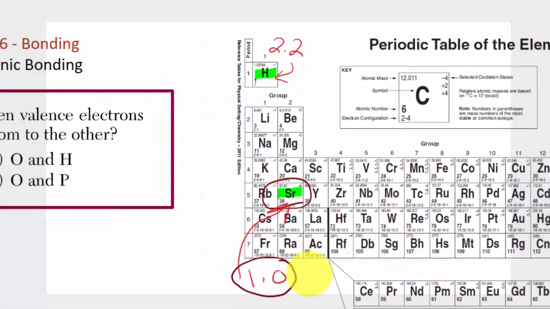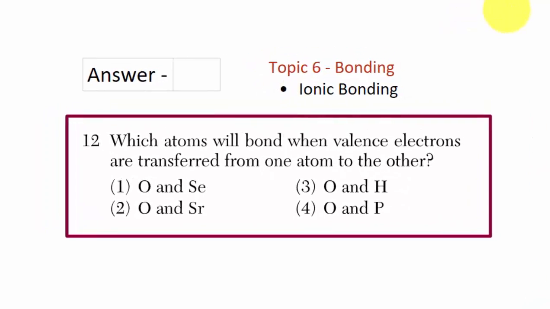It's a very high difference, and the bond is going to be ionic in that compound. So our answer is going to be 2. Oxygen combines with strontium. That's going to be an ionic bond, answer 2.